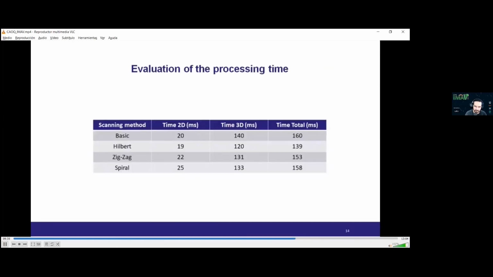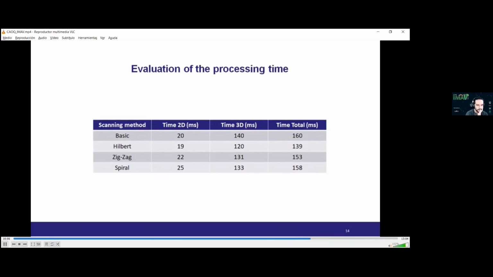Evaluation of the processing time. The evaluation of the processing time has arrived at times between 129 to 170 milliseconds for the 3D image. With that, the research rate of around 6 frames per second is close to the reports in the literature, which is around 10 frames per second.